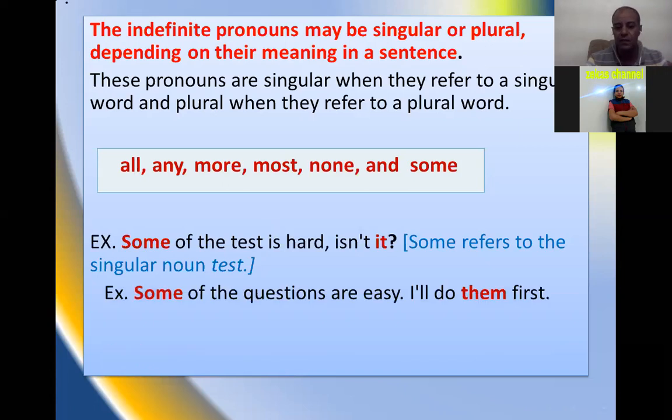Another one: if we say, "Some of the questions are easy, I'll do them first." Actually, we use "some" here, and it refers to the plural noun "questions." So "some" is used as a plural because it refers to the questions, okay?